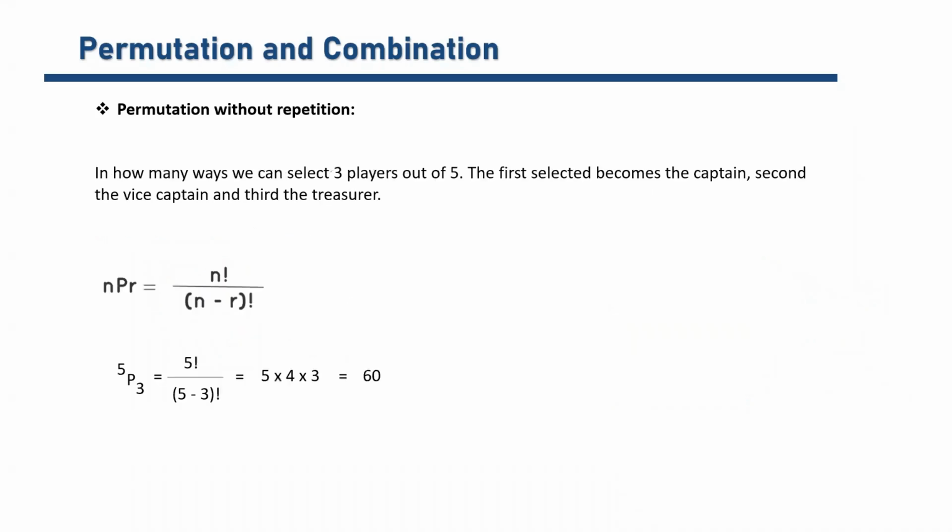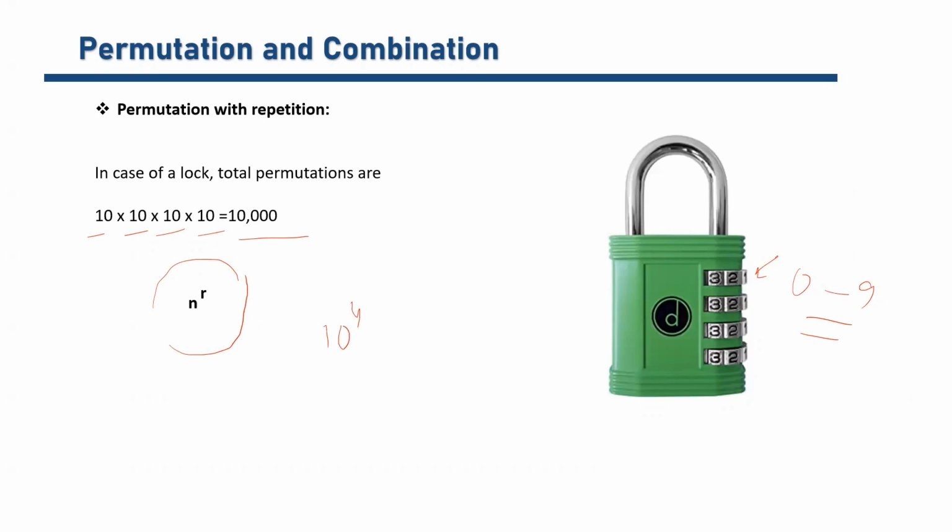Next, this is with repetition. So repetitions are allowed in a key combination. You can repeat the number, not a problem. 0, 0, 0, 0, right? 1, 1, 1, 1, right? You can repeat as many times as you want. 3, 2, 1, 6, as many times as you want. So this is going to be n to the power r. So permutation with repetition is n to the power r.